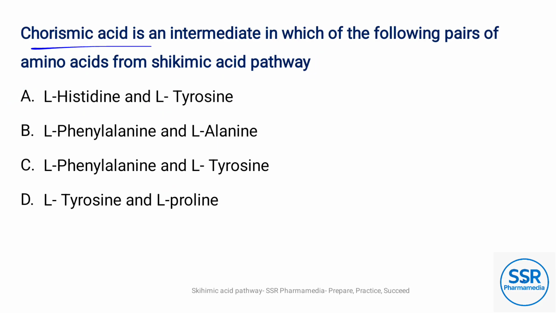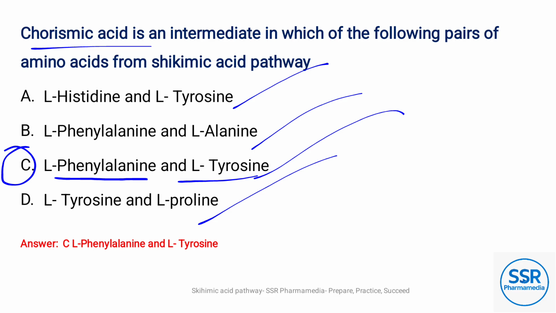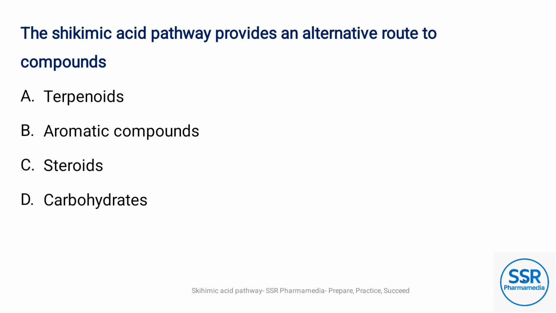Chorismic acid is an intermediate in which of the following pairs of amino acids from the shikimic acid pathway? Option A, L-histidine and L-tyrosine. Option B, L-phenylalanine and L-alanine. Option C, L-phenylalanine and L-tyrosine. Option D, L-tyrosine and L-proline. So the answer is option C, L-phenylalanine and L-tyrosine. It is formed from the shikimic acid pathway.